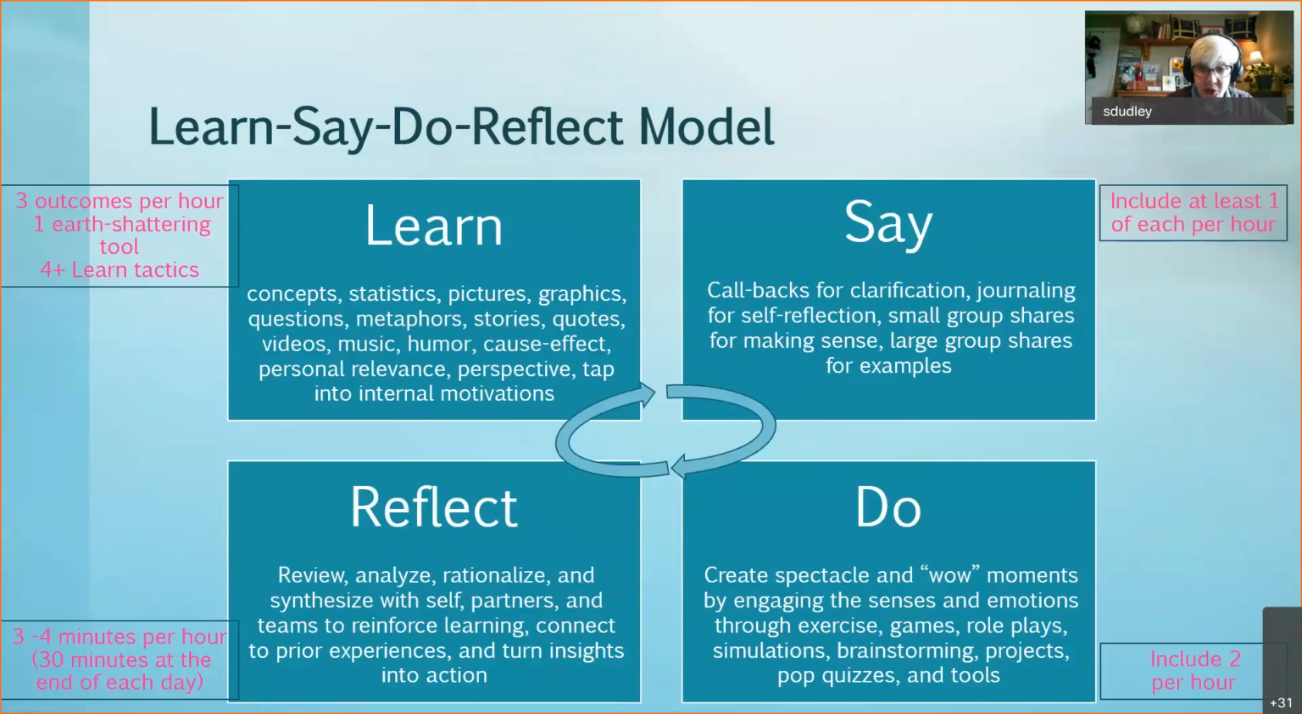Then we should also, not instead of or an or, but an and, we should be allowing the participants the chance to do 2 of the activities in the do box in the lower right-hand corner 2 times every hour. So we should be engaging their senses and emotions through these activities at least twice an hour. So we should be letting them do an exercise or do a simulation or do some brainstorming at least twice an hour.